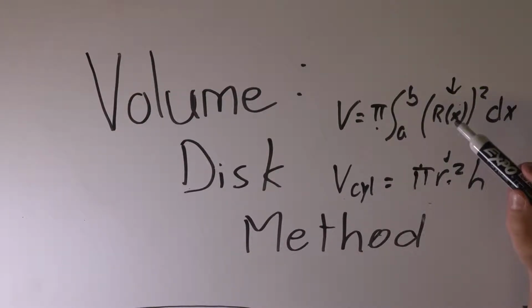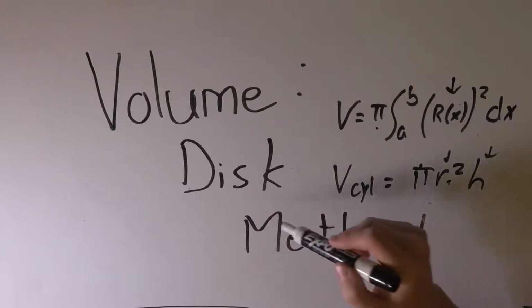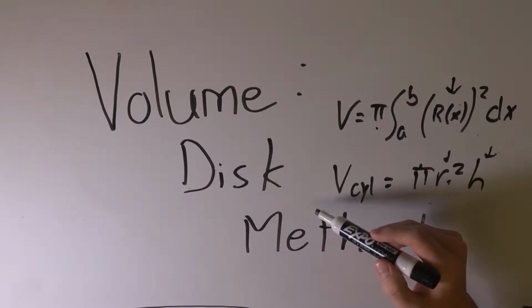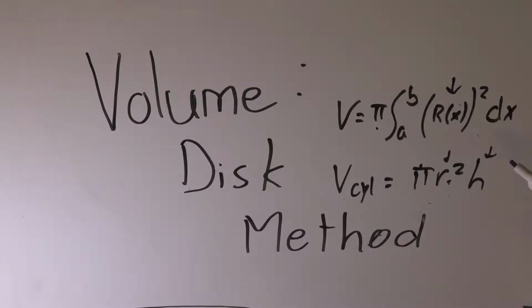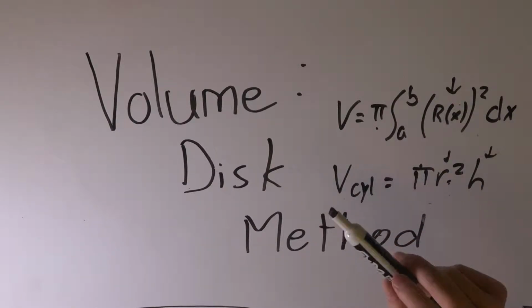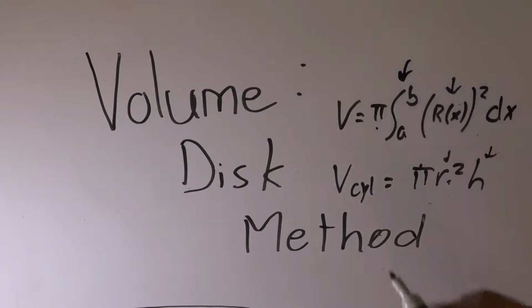The reason for this is because when you take a function and you rotate it around the line, the distance from the line to the function is always going to be your radius, because each side is going to be the exact same area. And now the h here refers to the integral from a to b.